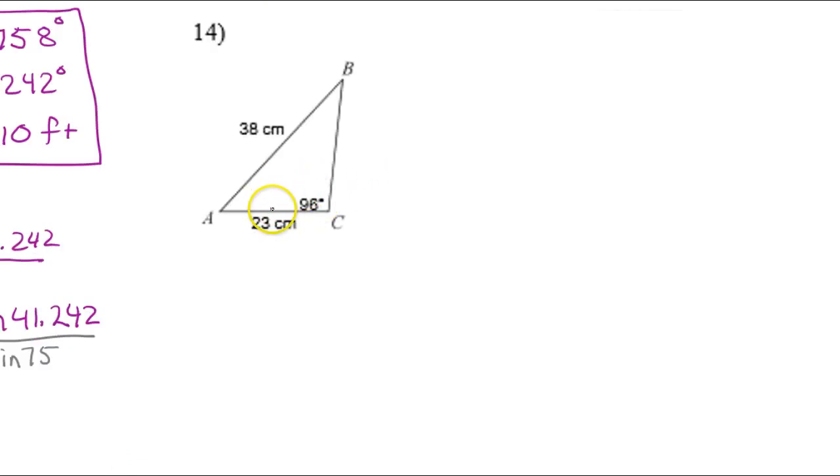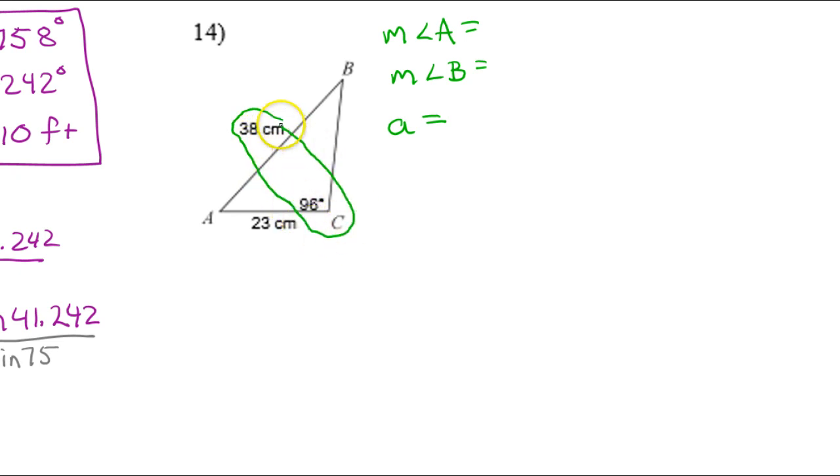Let's see, on number 14, we are missing the measure of angle A. We are missing the measure of angle B. And we are missing side A. So those are the three quantities that we will need to find. Now the one pair of quantities that we are given is this. So as I begin the law of sines, I will start with that.